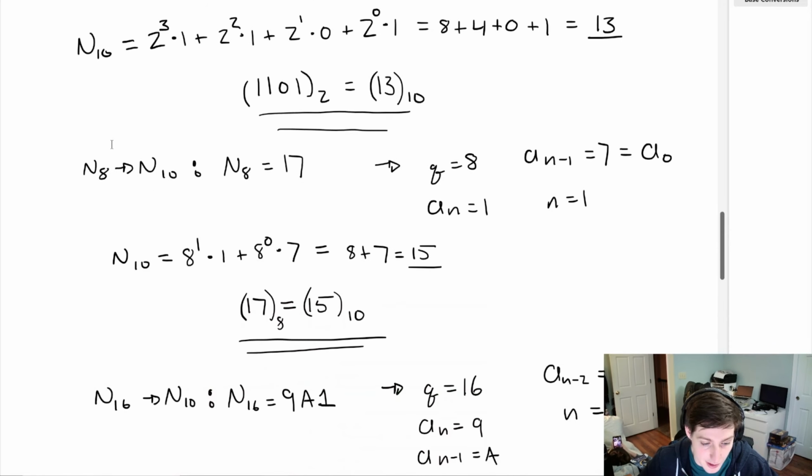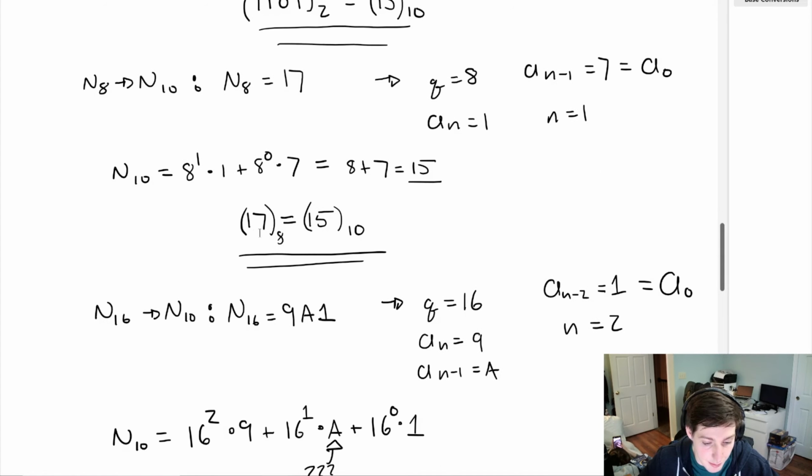So now we want to look at an octal number, base 8, and convert it to base 10. Our octal number is going to be 17. From this, we know that q is equal to 8. The first term is equal to 1. The second term is equal to 7. So 17 base 8 is equal to 15 base 10. Now, if we didn't have bases here, and you simply put 17 is equal to 15, that gets a little bit confusing and doesn't really make sense, so that's why we include these bases here.